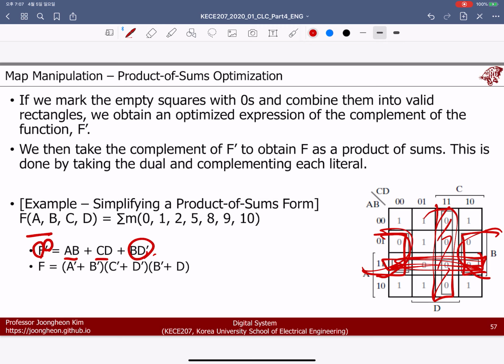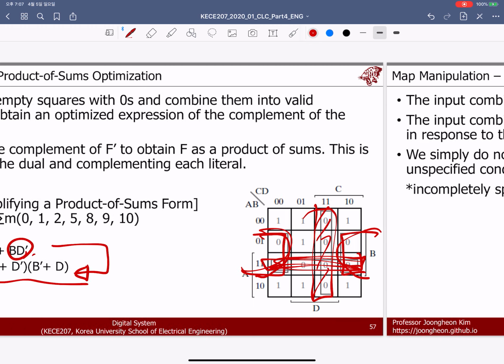And then when you take the complement of this one, by De Morgan's rule, we can get this final result. So this is our desired solution in this case. That's why we can take the complement at first. After finishing the calculation, we can take another complement, then we can get the desired solution.